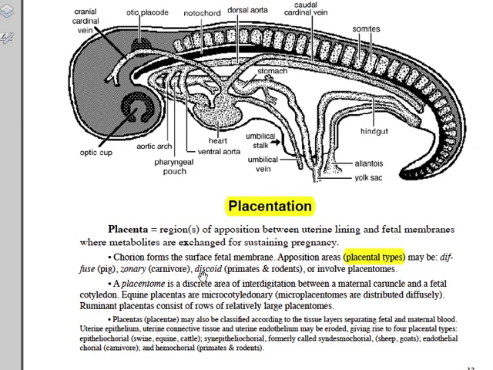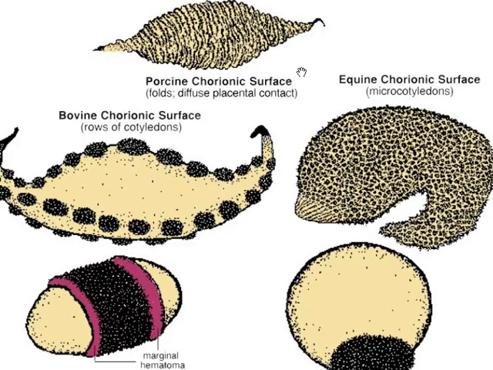In addition to typing based on the areas of contact, placentae can also be classified based on the histological layers that exist between uterine blood and the fetal blood. This shows types of placentae. The dark areas represent areas of functional contact, and the light brown areas represent other areas of chorion. So the pig has a diffuse placental contact area. Virtually the entire placental surface is involved in exchange.